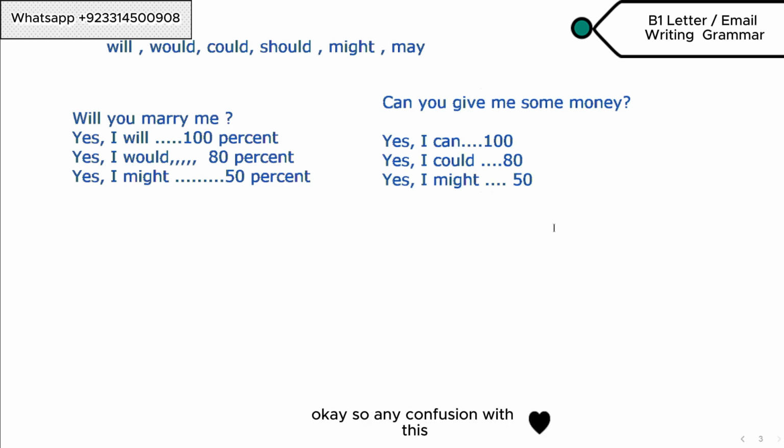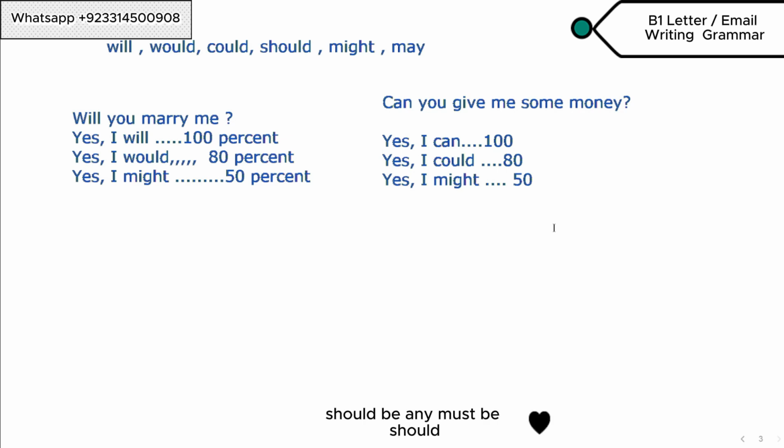Okay, so any confusion with this? Now you want to tell your friend, I could take you to Disneyland. We could eat ice cream together on your birthday. The birthday has not come yet, but you want to tell the person this is the possibility of something happening.